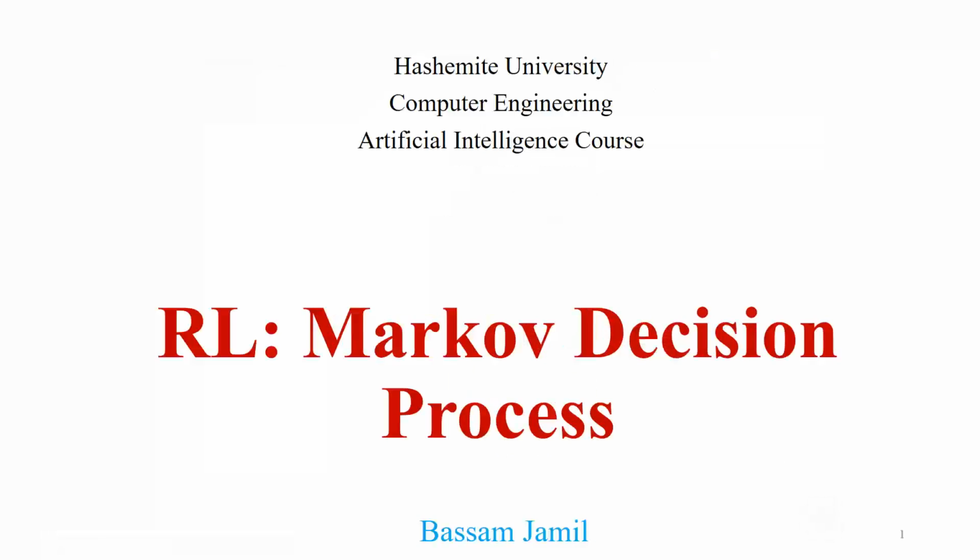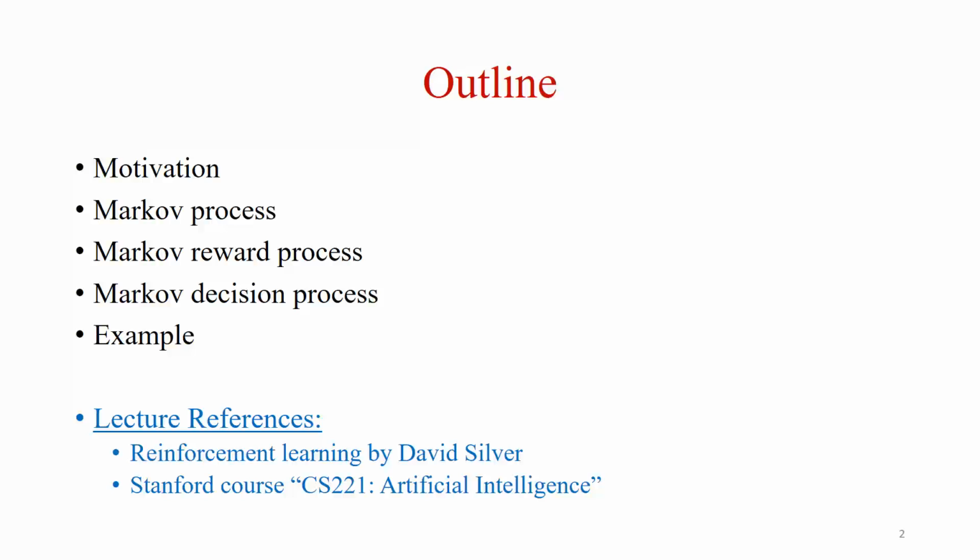Hi, this is the second lecture in reinforcement learning, and today we will discuss Markov decision process. Basically, we will first look at the motivation for the Markov decision process. Then we'll look at the Markov process, Markov reward process, and finally in the progression we reach the Markov decision process. We'll see how they are related. We will discuss examples extensively.